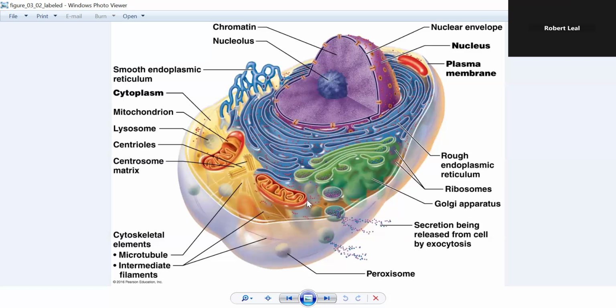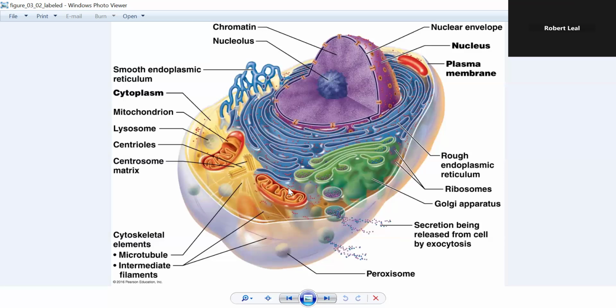And now that I mentioned cytosol, the liquid matrix inside the cell, try not to get that confused with cytoplasm. Cytoplasm includes not just the liquid matrix of the inside of the cell, but also the organelles that are suspended in the cytosol.